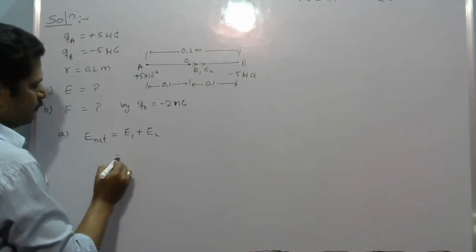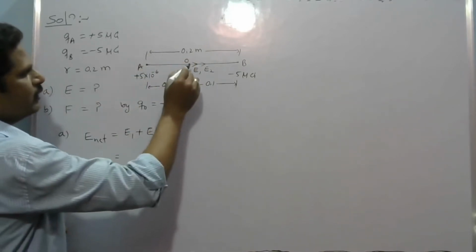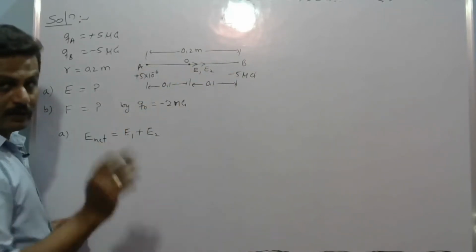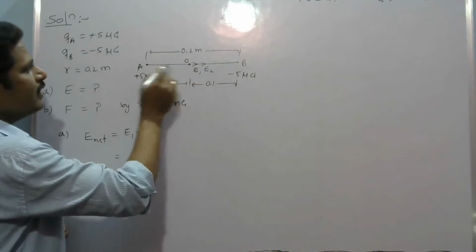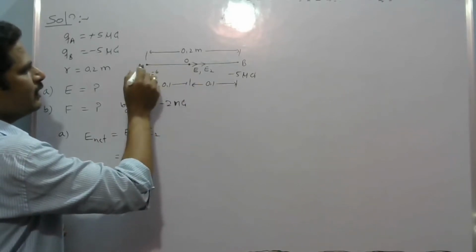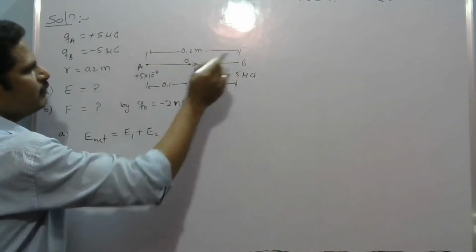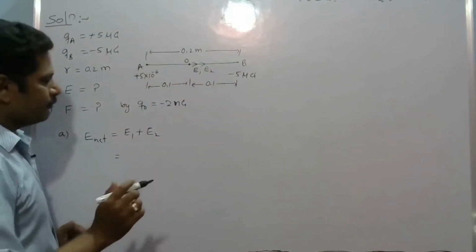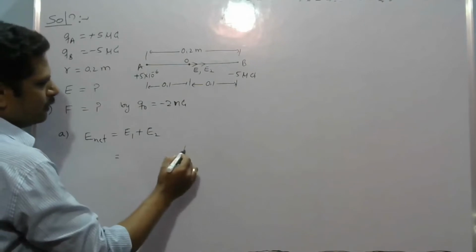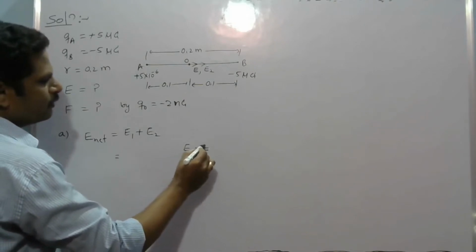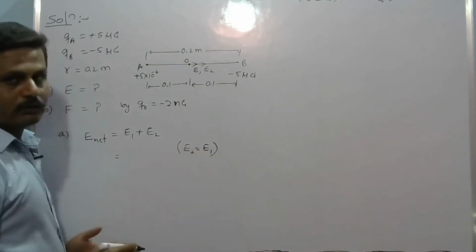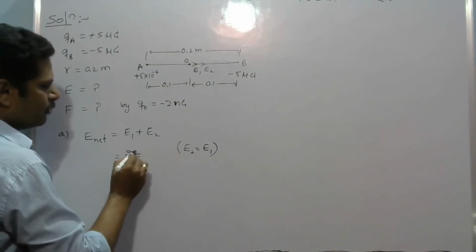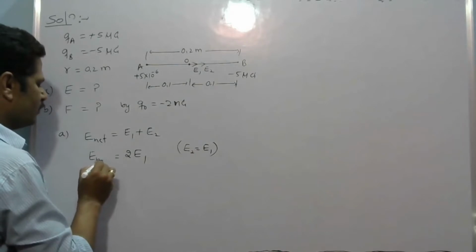And we know that E1 is equal to E2 because the magnitudes of the charges placed at A and B are the same, and they are at the same distance. The point of consideration O is at the same distance from A as well as B. So distance is the same, as well as the magnitude of the charge. So E1 equals E2. We could write that E1 plus E1 is equal to 2E1. This is the net electric field at O.